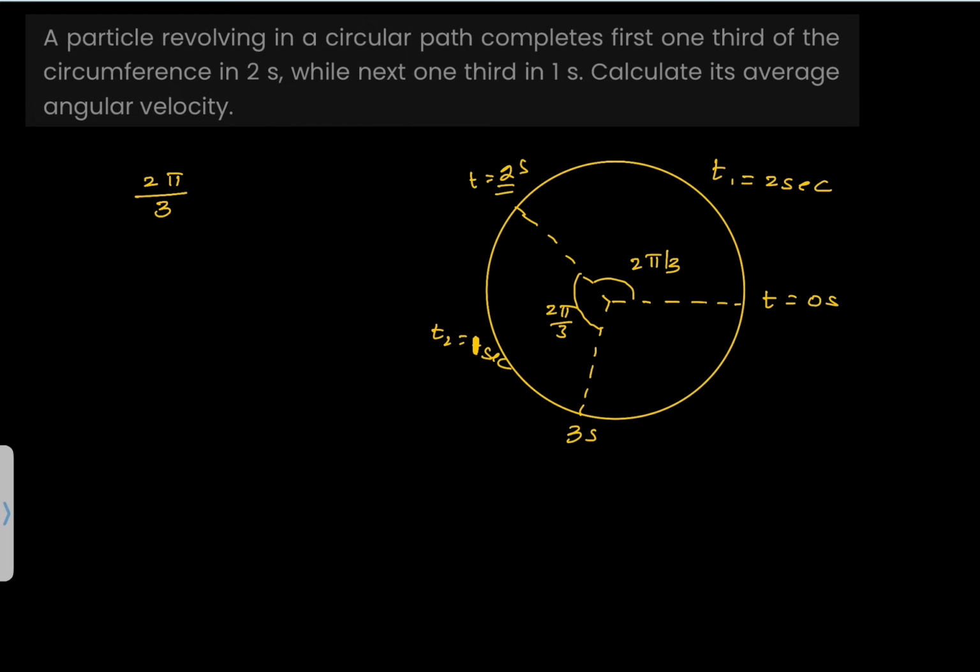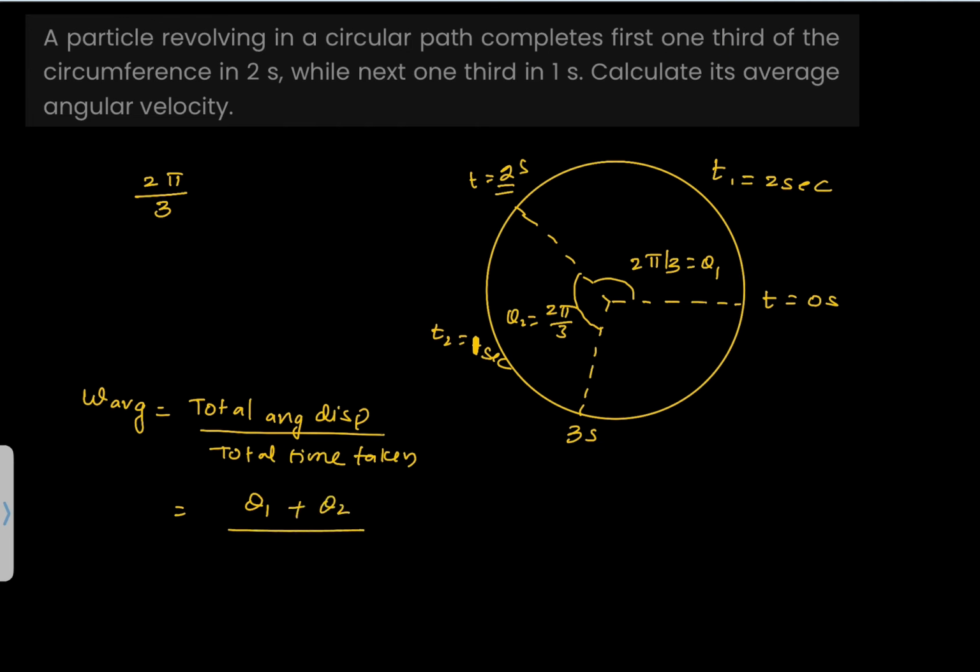He's asking us to calculate the average angular velocity. Let's calculate. Formula: omega average equals total angular displacement divided by total time taken. And please observe here we have theta 1 and theta 2. Theta 1 is 2 pi by 3, and theta 2 is also 2 pi by 3. So I can say theta 1 plus theta 2 divided by the total time t1 plus t2.